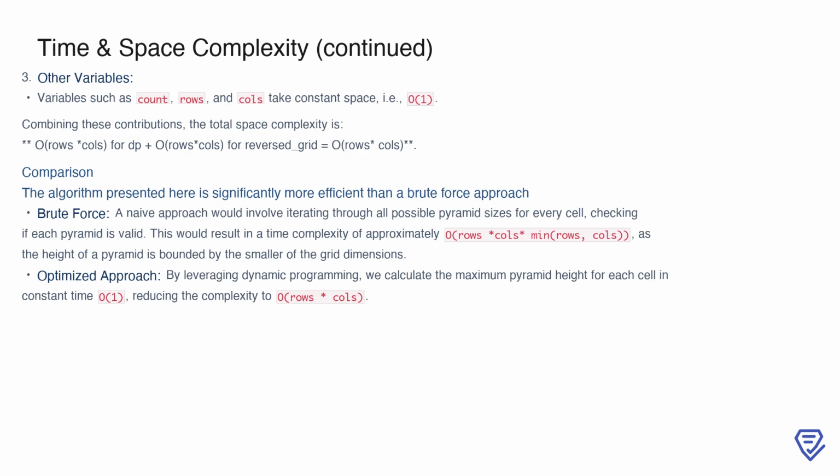Compared to a brute force approach, this optimized solution is significantly more efficient. A naive approach would involve iterating through all possible pyramid sizes for each cell and checking if each pyramid is valid. This would lead to a time complexity of approximately O(rows * columns * min(rows, columns)), as the pyramid height is limited by the smaller grid dimension. In contrast, our dynamic programming approach computes the maximum pyramid height for each cell in constant time, reducing the time complexity to O(rows * columns).